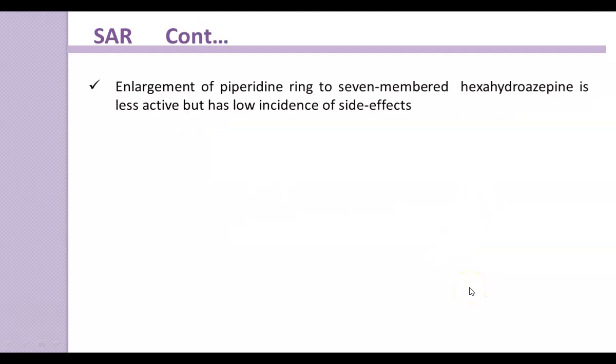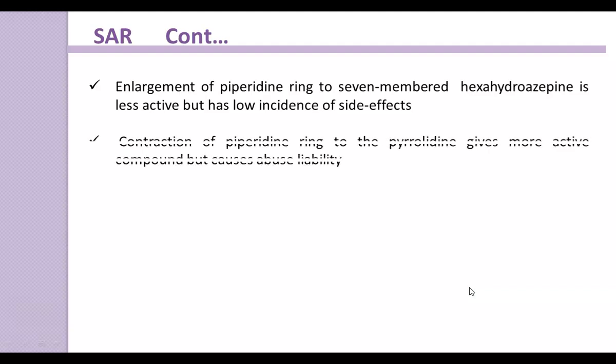Next point is enlargement of the piperidine ring to the 7-membered hexahydroazepine is less active but has a low incidence of side effects. So if you enlarge the size of the piperidine ring, it becomes less active, but the side effects get reduced. Opposite to that, if you contract the piperidine ring to pyrrolidine, it gives a more active compound, but at the same time it causes abuse liability.